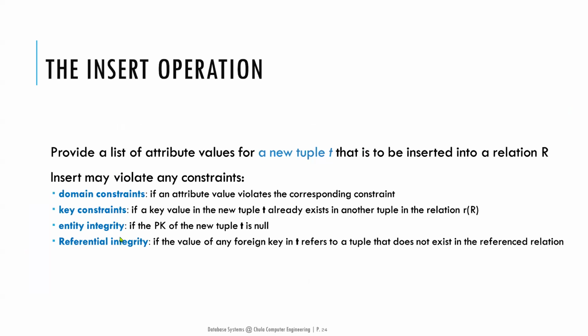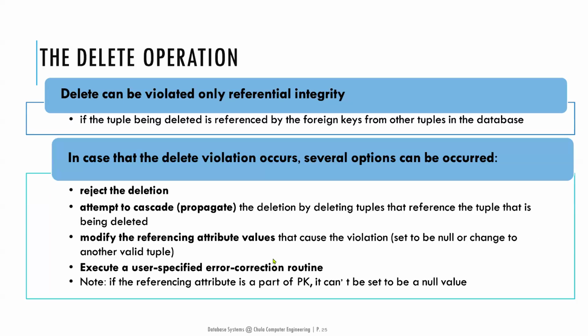Now, what only matters when you delete is the referential integrity. What does it mean? It means that the tuple being deleted is referenced by the foreign keys from other tuples in the database. If you take a look, let's say that I have employee table, right? And I have dependents table. You follow me? I have employee and dependents.